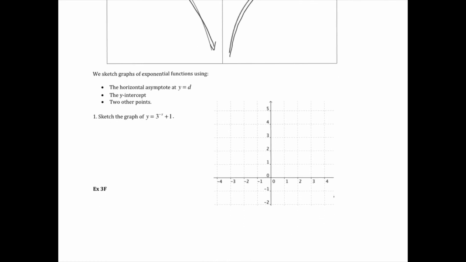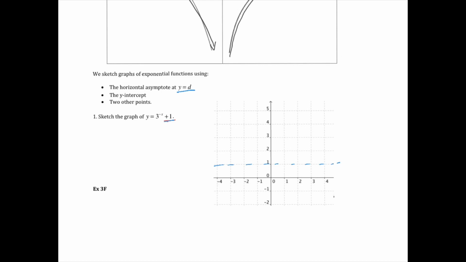So let's do one simple example. We've got sketch the graph of y equals 3 to the negative x plus 1. First of all, I notice the plus 1. That tells me I'm shifting up 1, or in other words, there is an asymptote at y equals 1, or y equals d. So d is 1 in this case. So there's an asymptote here. The question is, is our exponential function going to go this way or this way? We can work that out by just plotting some points.